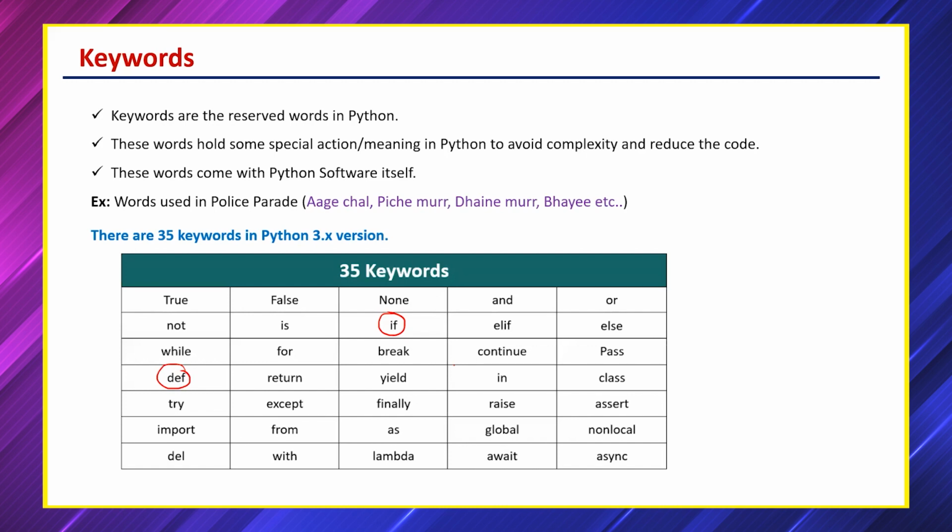Def. Anything that starts with def means we are creating our own function. Anything that starts with def is defining. Except these three: True, False, None. Rest everything is in lowercase letters. How many of them are there? 35. Sir, it may increase from version to version.